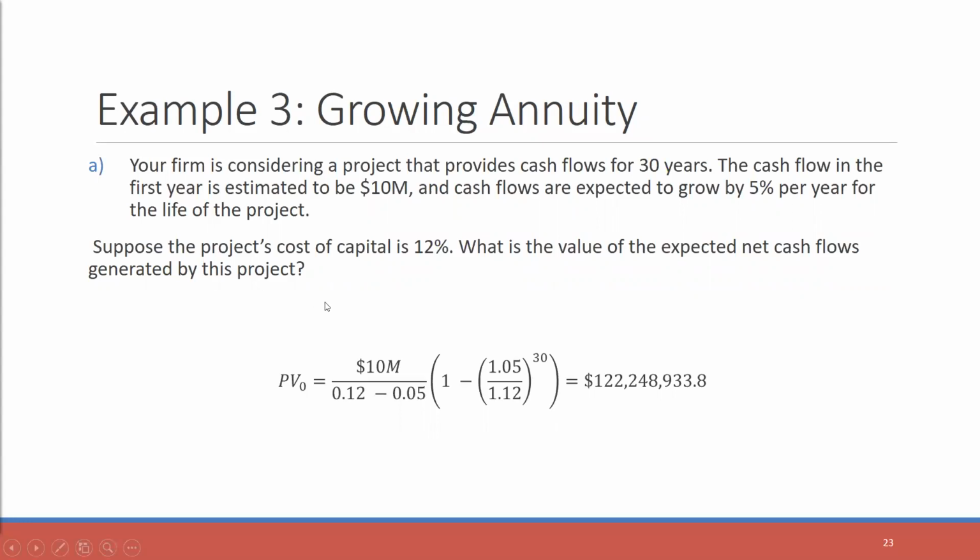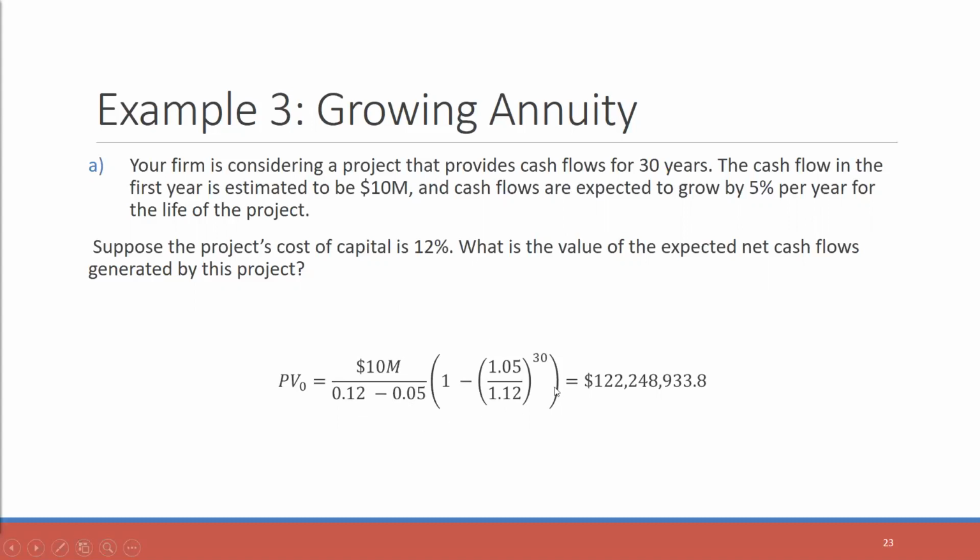Here I'm showing you the answer directly because I want to make sure you understand how to set this up. So we've got our 10 million. Our 10 million is our C. How is that going to grow? It's going to grow at a rate of 5% per year. So that's this, our 5%. What's our discount rate? Our discount rate is 12%.